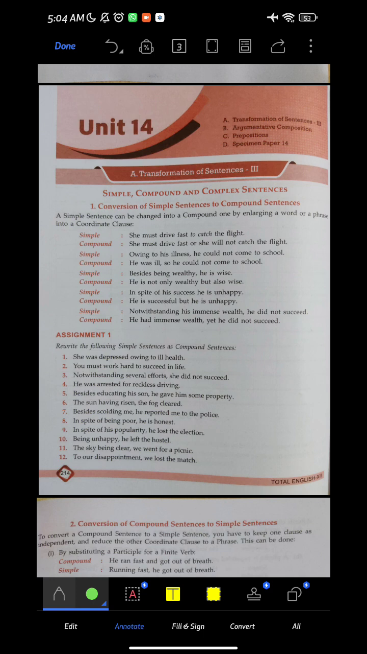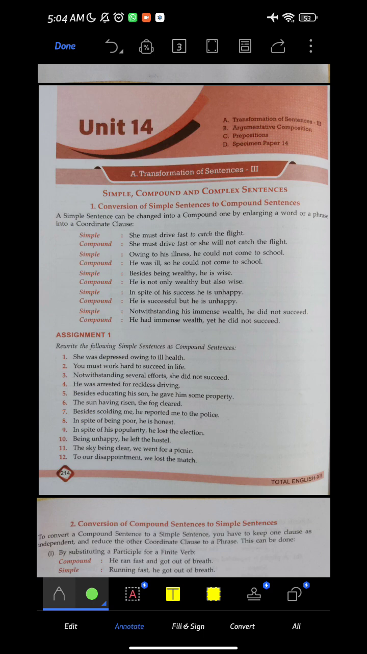We have four other conjunctions which we can include, for example: both and, not only but also, either or, neither nor. These conjunctions we always use in pairs. This is also part of coordinating conjunctions, and coordinating conjunctions will always form a compound sentence.